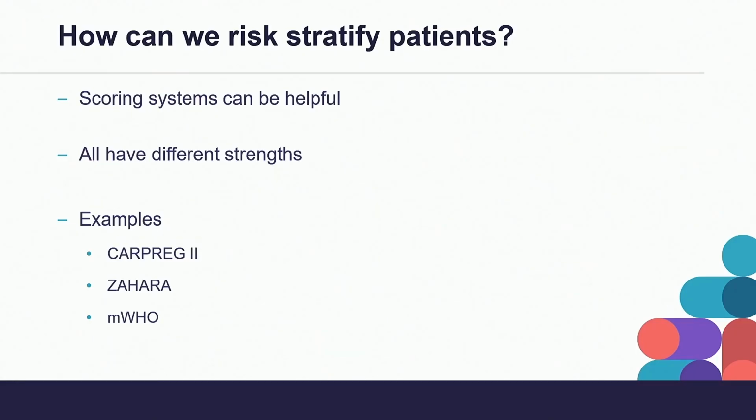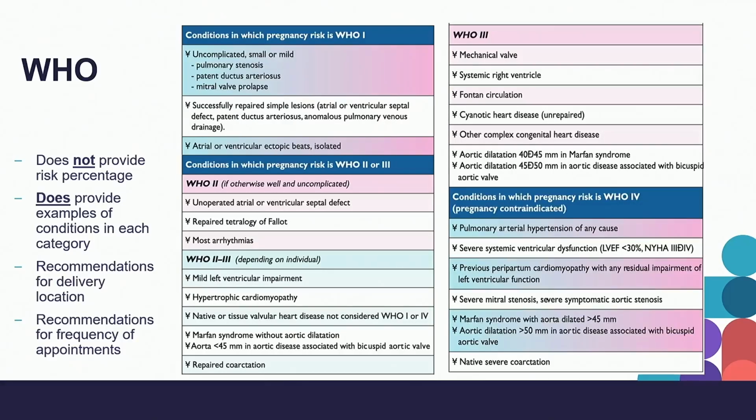There are many scoring systems. The three most common in cardiac OB are the CARPREG II, the ZAHARA, and the modified WHO. The first two, the CARPREG II and ZAHARA, give you a percent estimate of risk. They're a little bit different in that the ZAHARA score is more focused on congenital patients, so some of the nuance associated with those patients is missed by the other two scoring systems. If you want a percentage of how likely this patient is to have something happen to them during their delivery, those are great. The WHO scoring system doesn't really give you a percentage, but it does give you a gestalt of how risky this pregnancy is going to be for this person.